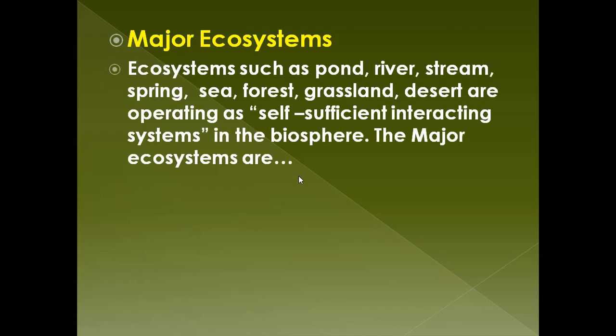Ecosystems such as pond, river, stream, spring, sea, forest, grassland, desert are operating as self-sufficient interacting systems in the biosphere. The major ecosystems mentioned here are pond, river, stream, spring, seas, forest, grassland, desert. All these are existing in the biosphere as self-sufficient interacting systems.